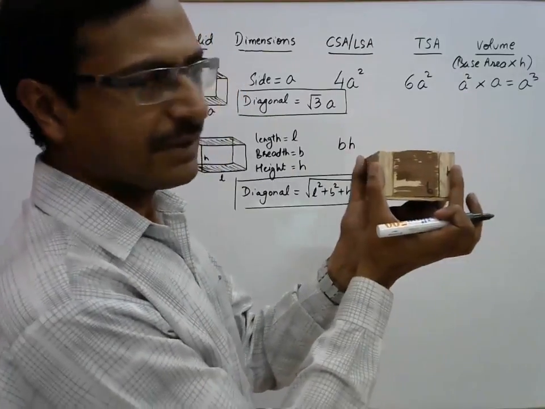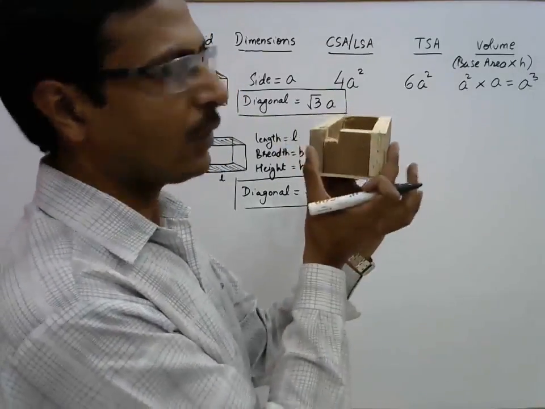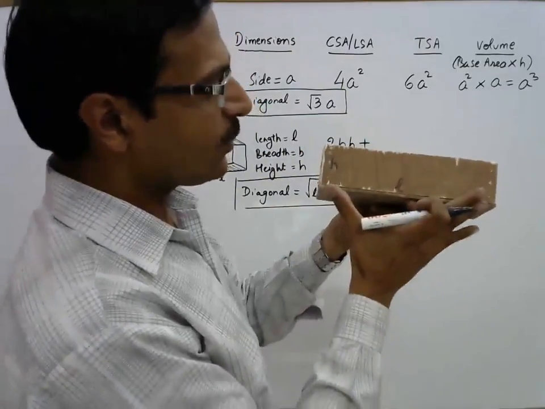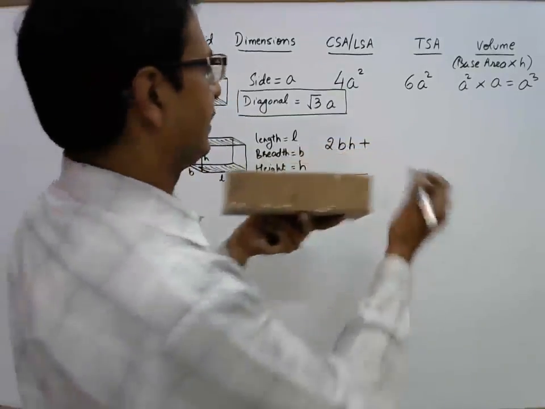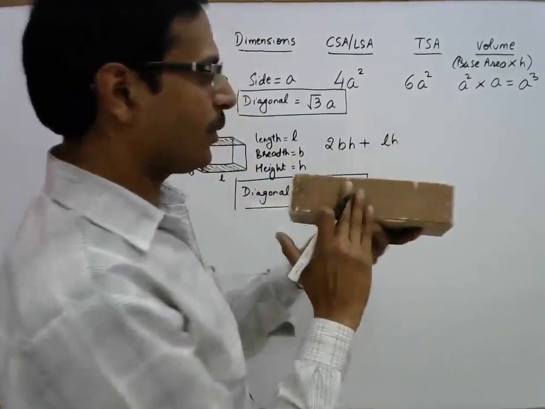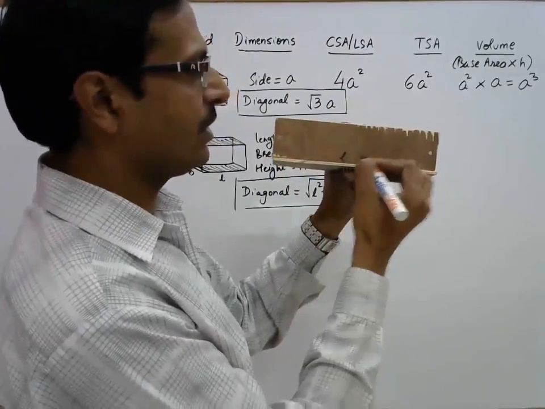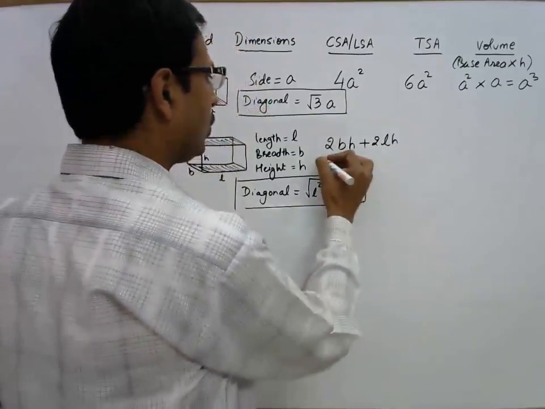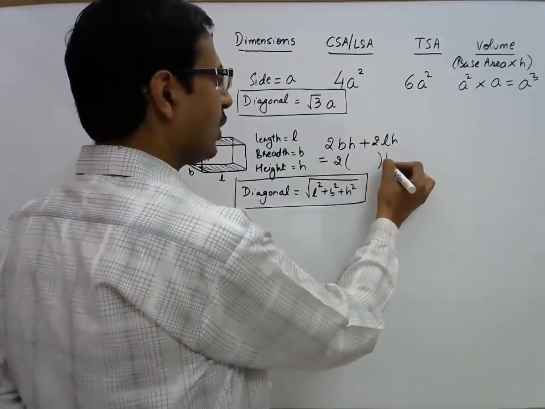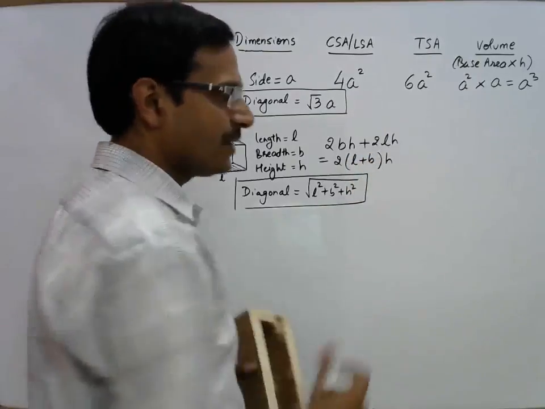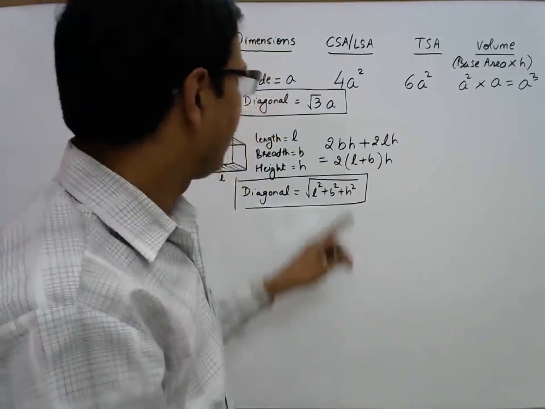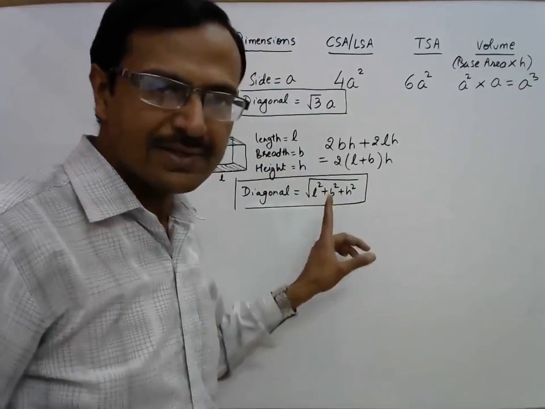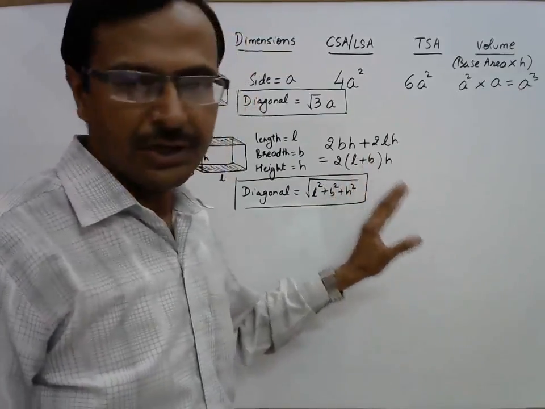See, if this wall is having the area BH, then the opposite wall will also have the same area. So 2BH. If this wall is having the area LH, then the opposite wall, that is this one, will also have the area LH. So 2LH. Now you can take 2 common and H common. You are left with L plus B. This is the formula for finding the curved surface area of a cuboid. So twice length plus breadth into height.